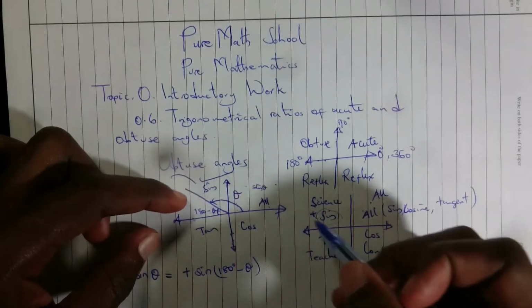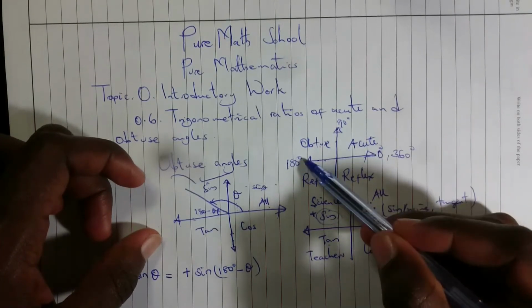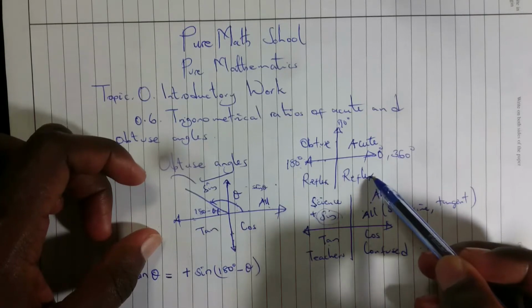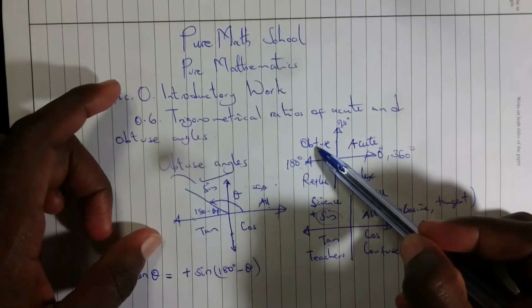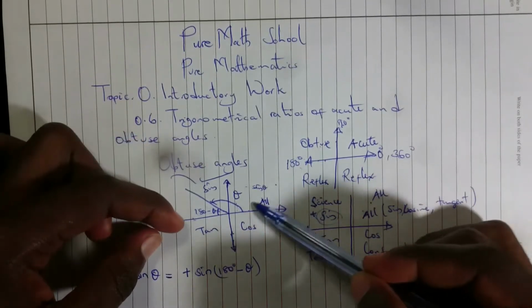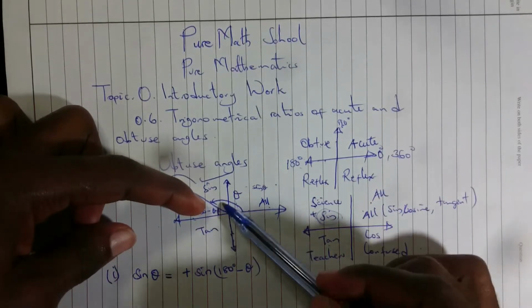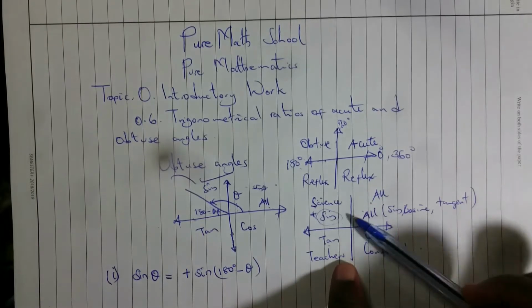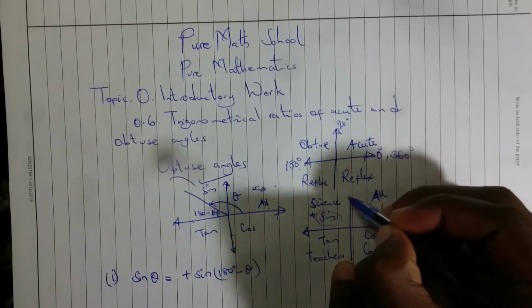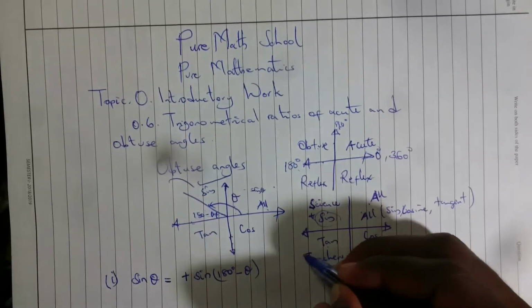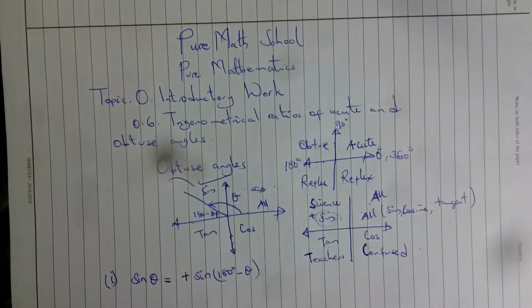For obtuse angles, I told you in our previous video, acute angles lie here, 0 to 90 degrees, obtuse angles lie between 90 and 180, reflex 180 to 360. So for this case, we are looking at angles that lie between 90 and 180 degrees, which measure up to that second quadrant. And now we have to realize this. You see this simple way that I've used for you to master which of these trig ratios are positive in these quadrants.